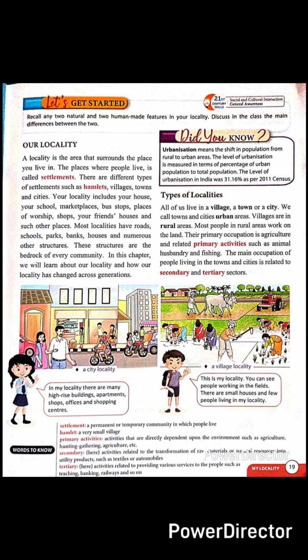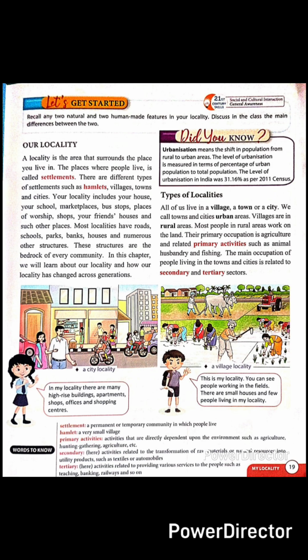Your locality includes your house, your school, marketplaces, bus stops, places of worship, shops, your friends' houses, and other such places. Most localities have roads, schools, parks, banks, houses, and numerous other structures. These structures are the bedrock of every community. In this chapter, we will learn about our locality and how our locality has changed across generations.